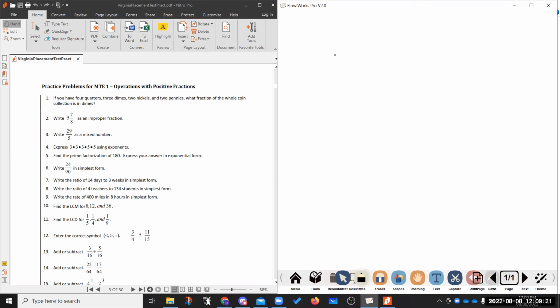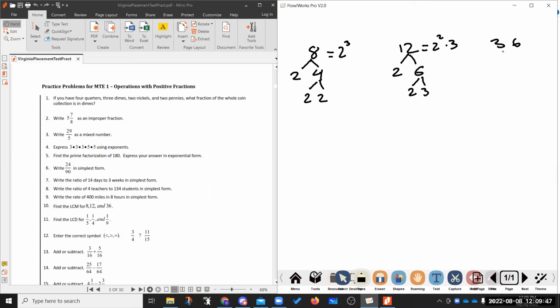For number 10, it asks us to find the LCM of 8, 12, and 36. I'm going to use factor trees here to do this. Eight is 2 to the 3rd. 12 is 2 squared times 3. And 36 is 2 squared times 3 squared.